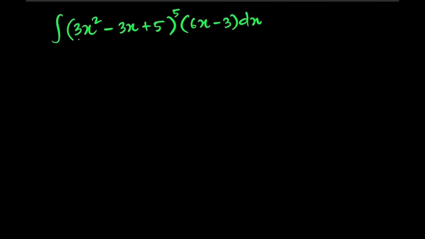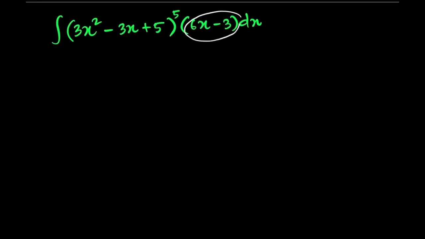You see there are two parts in this integration. This is one part and this is another part. Now which one do you want to substitute? Do you want to substitute this part equals u, or do you want to substitute this part equals u? I do not want to substitute this part because when I differentiate 6x minus 3, I'll never be able to get this part, that is 3x squared minus 3x plus 5.